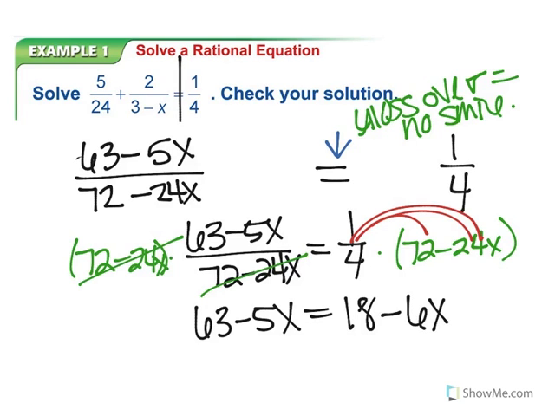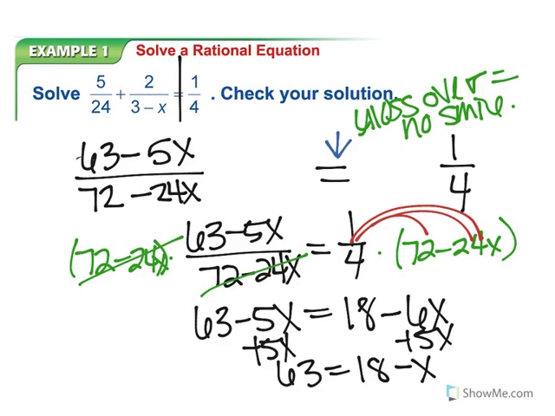Alright, so now we can get x's on one side, numbers on the other. So I'm going to add 5x to both sides to get 63 is equal to 18 minus x. I'm going to subtract 18 from both sides, and I get negative x is equal to 45. And I don't want negative x, so I divide by -1, I get x equals negative 45.